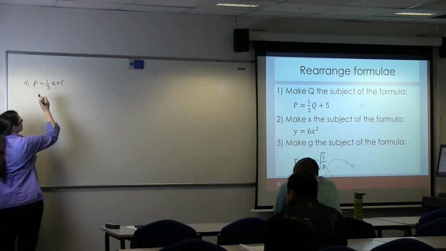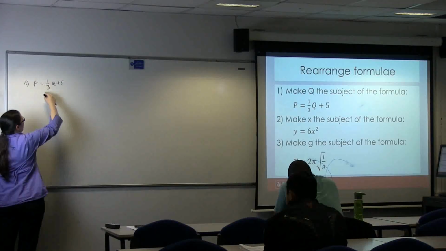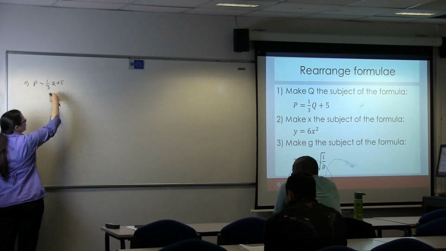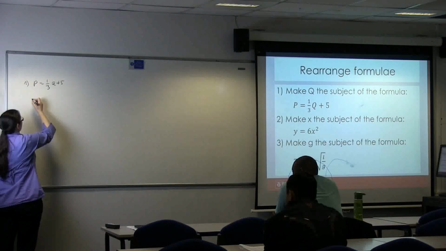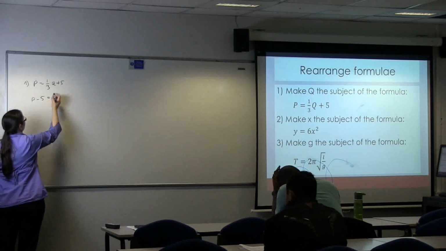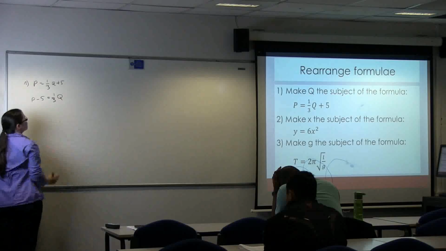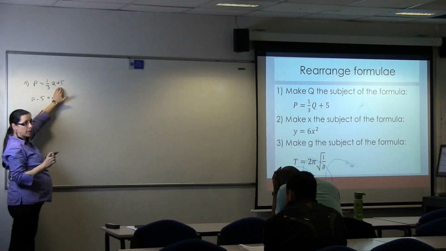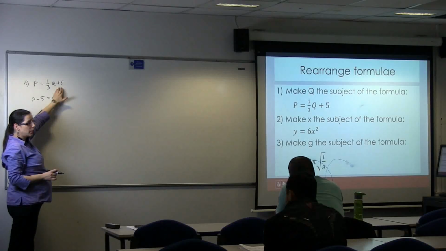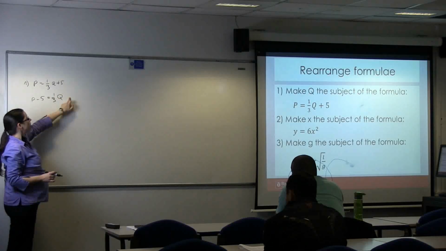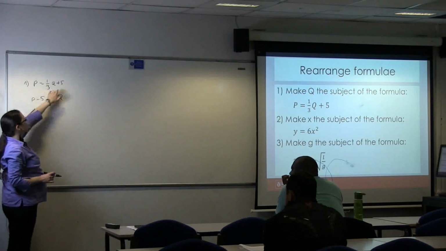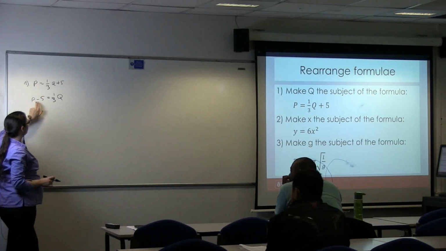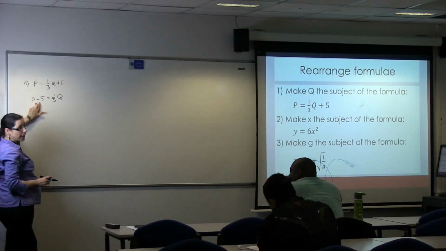So, as I said, we're undoing BODMAS. On this side, I've got division and addition. How do I undo addition? Subtraction. So P minus 5 will be equal to a third Q. Because now that 5 I've taken away. 5 minus 5 gives me 0. So that's how that 5 disappeared from this side. And whatever I do to one side, I have to do to the other side as well. So that's how the minus 5 appeared in here.